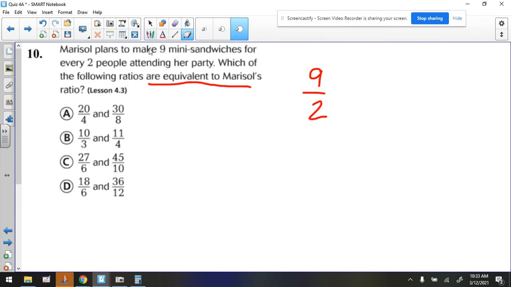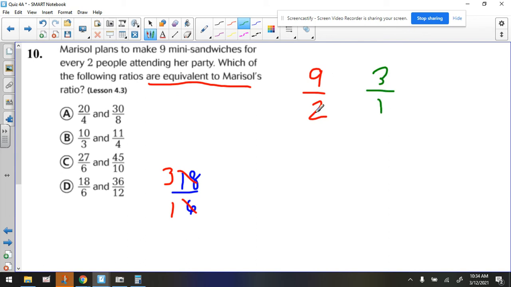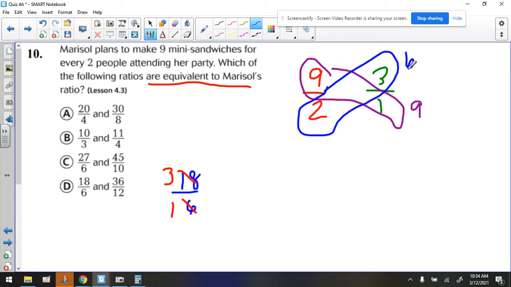And if we take a look at choice D, this ratio right here can be simplified. And if I simplify this, I might divide by 6 and get 1, divide by 6 and get 3. And let's compare that 3-to-1 ratio with the 9-to-2 ratio. And if we check our cross products, 9 times 1 would be 9. And if we check this cross product, that's going to be 6. So it looks like those don't match. So let's go back to that choice C and make sure that that one still looks good.